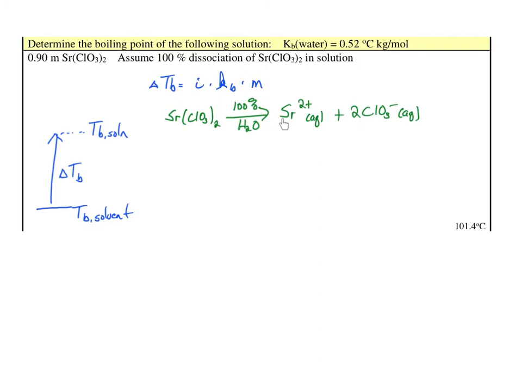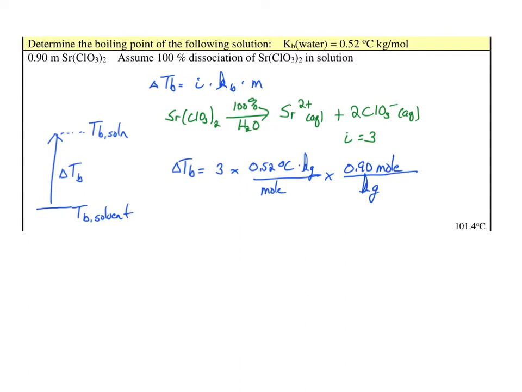So what we see here is that each unit of strontium chlorate is going to dissolve and subsequently dissociate to form 1, 2, 3 units of solute. So our Van 't Hoff factor is going to be 3. Each unit of our solute will produce 3 particles in solution, 1 plus 2.